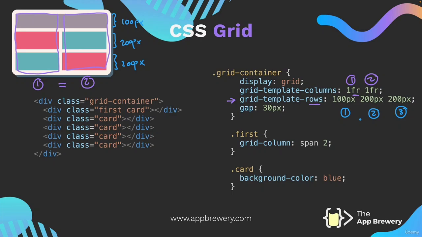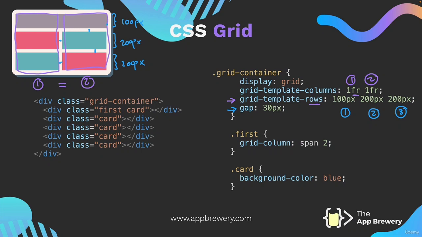CSS Grid, as you can see, is an incredibly flexible way of creating very complex layouts very quickly. And if we go to the next line, this gap basically says that there should be a gap of 30 pixels between each of the rows and the columns, which you'll see right here and right here.